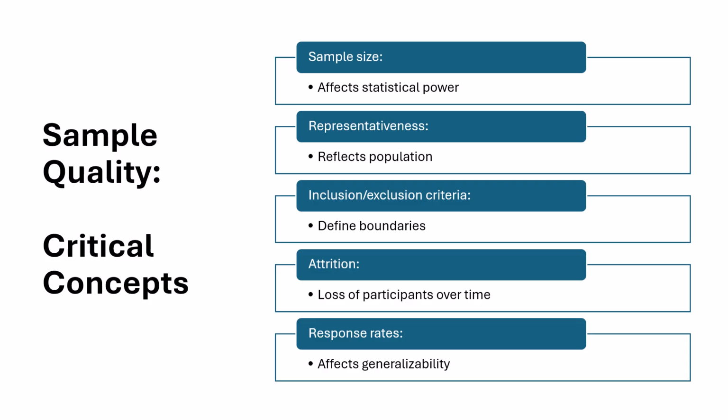Sample quality affects how trustworthy your results are. Sample size impacts statistical power. Generally, bigger is better. Representativeness determines if your sample reflects the population you're studying. Inclusion and exclusion criteria define the boundaries of your sample. Attrition refers to participants dropping out during the study, and response rates affect generalizability. Low response rates may indicate bias. You may be asked to identify problems with samples in research scenarios, so look carefully at how participants were selected and maintained.